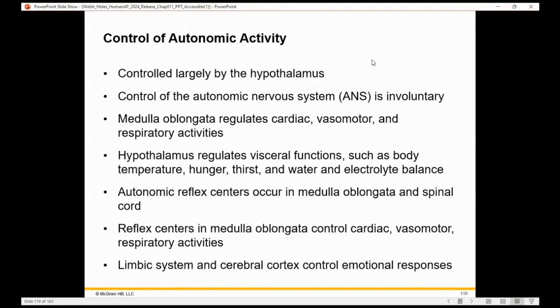Autonomic activity is controlled largely by the hypothalamus. Control of the autonomic nervous system is involuntary. The medulla oblongata regulates cardiac, vasomotor, and respiratory activities. The hypothalamus regulates visceral functions such as body temperature, hunger, thirst, and water and electrolyte balance. Autonomic reflex centers occur in the medulla oblongata and the spinal cord. Reflex centers in the medulla oblongata control the cardiac, vasomotor, and respiratory activities. The limbic system and cerebral cortex control emotional responses.